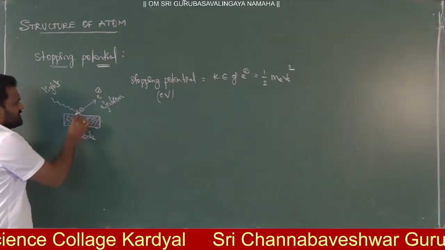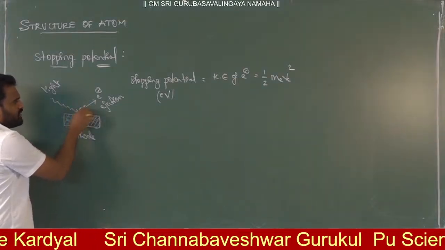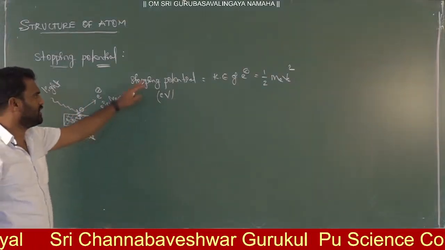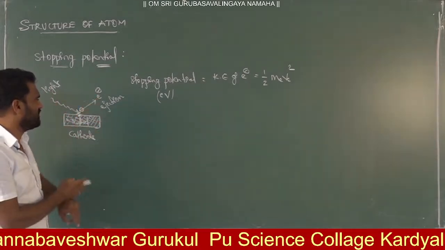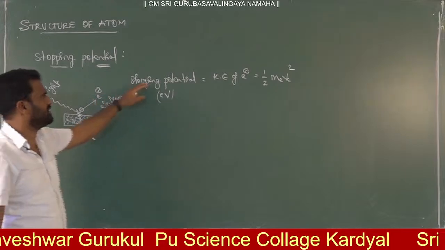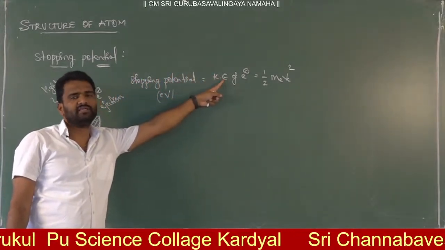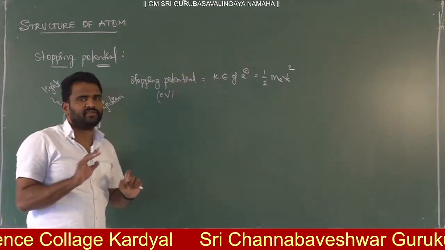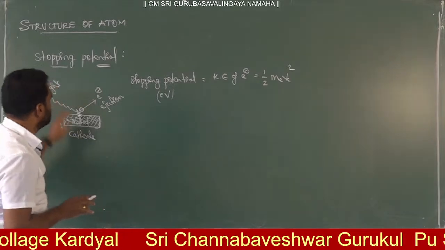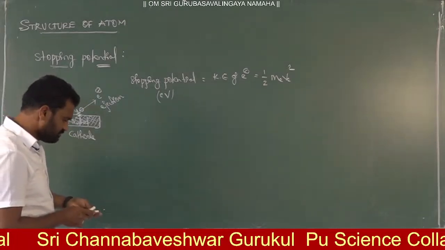Here, ejection just takes place, meaning you can remove the electron from the nuclear attraction, but not its kinetic energy. Why? Because you are opposing the motion of the electron, the flow of electrons. Then what you have to do is apply some potential, and that potential must be equal to the kinetic energy. Then only you can stop the electron inside the circuit. This is what stopping potential is, which you have to remember.